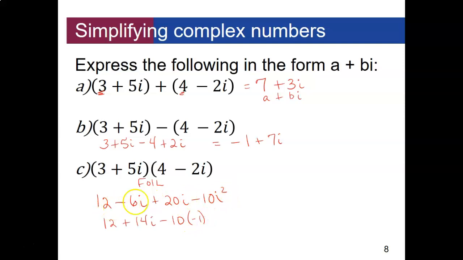If you remember, I said we can never leave our final answer having an i to any power other than just the first power. So this has to be gotten rid of. And if you also remember, we defined it and said i squared would be equal to -1. So anytime you see an i squared, you need to replace that with -1. So here we'll have 12 plus 14i plus 10. So we'll have 22 plus 14i for our answer.